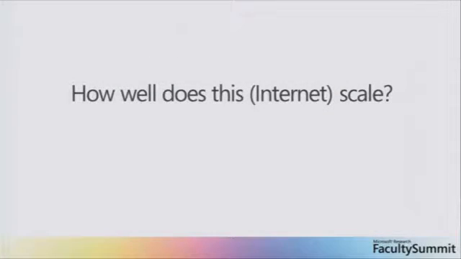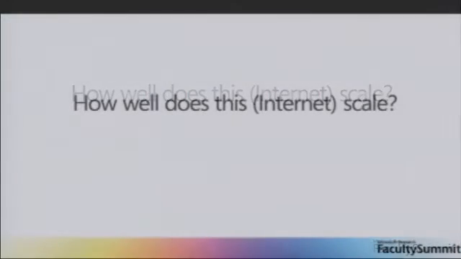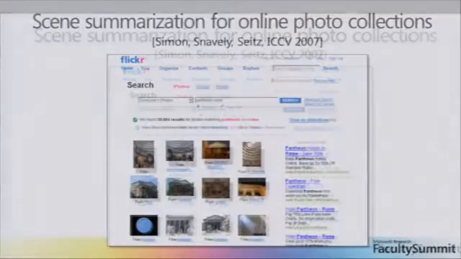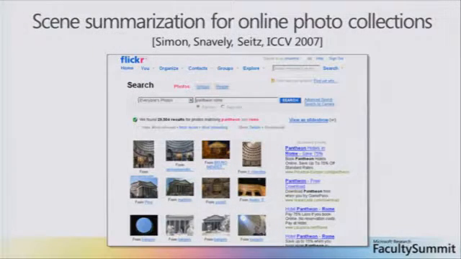So one thing you might ask is, well, how well does this scale to the internet? Well, one of the problems when you go to a place like the Trevi Fountain is there are thousands of images. And if you put them all into this reconstruction, then there are just too many images to see. So wouldn't it be nice if you could just see what the best images are, what the representative images are?